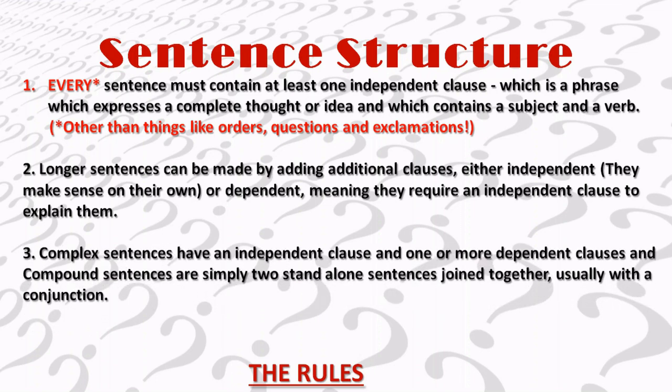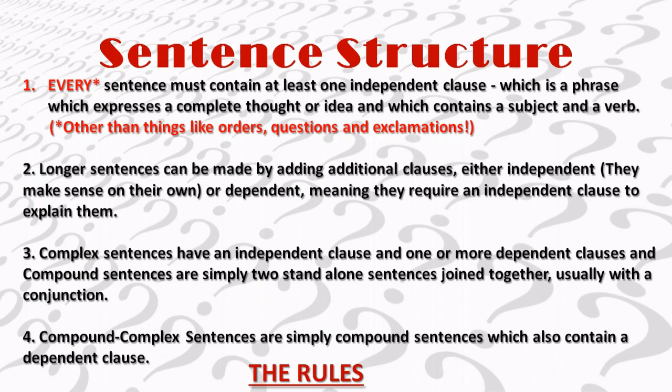Complex sentences have an independent clause and one or more dependent clauses, and compound sentences are simply two standalone sentences joined together, usually with a conjunction. And then the fourth rule, compound complex sentences are just compound sentences which also contain a dependent clause. Very, very simple. These are the rules, but it's important to note that these are the rules for writing. When you're writing, if you want to write good sentences, you have to know, understand, and obey these rules.